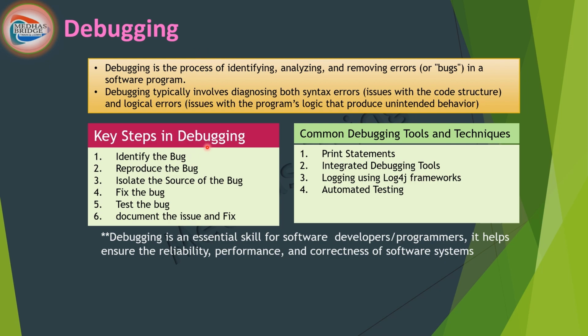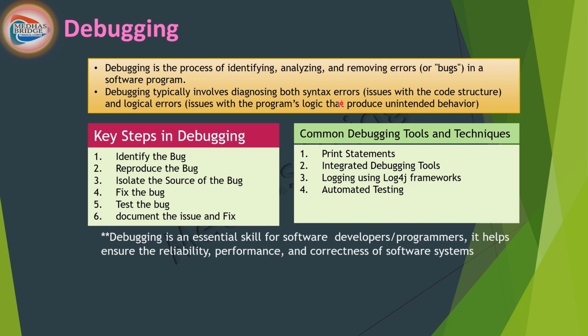So what is meant by debugging? Debugging is a process of identifying, analyzing, and fixing errors. Errors, in our case, means software bugs or defects in a software program. Debugging typically involves diagnosing both syntactical errors and runtime errors, which are also called logical errors.